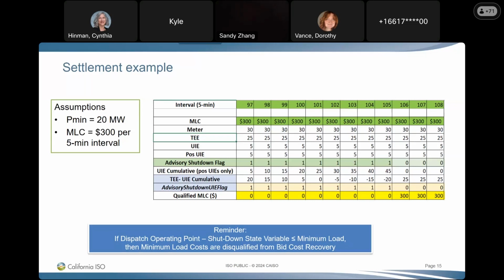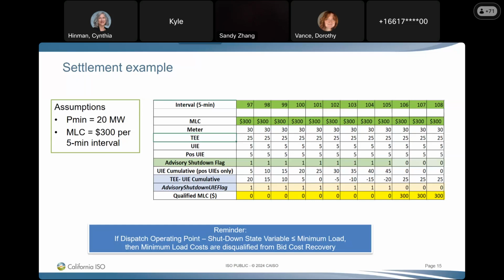The next line is showing the positive UIE, and it's accumulating. Remember that the variable state is doing that. It's accumulating for each one of the intervals. You can see in interval 97, there was 5 megawatts of positive UIE. In interval 98, it was increased by 5 more. So UIE cumulative shows 10, and it goes all the way up to 45 in interval 105. After that, because the advisory shutdown flag is 0, we're no longer accumulating that.